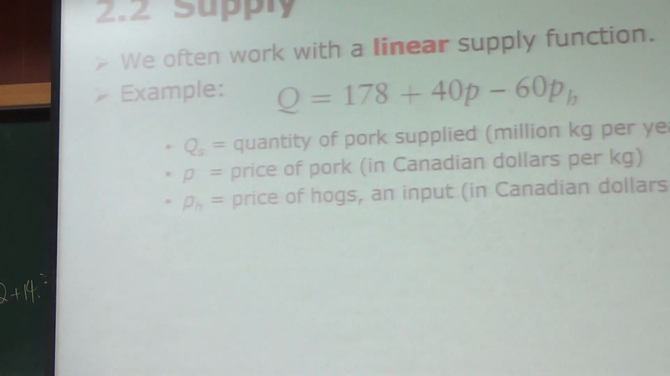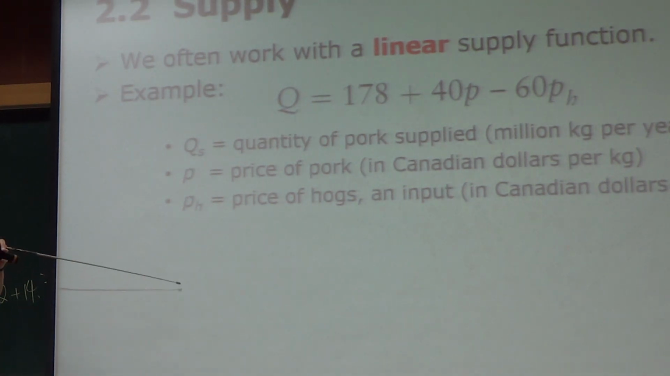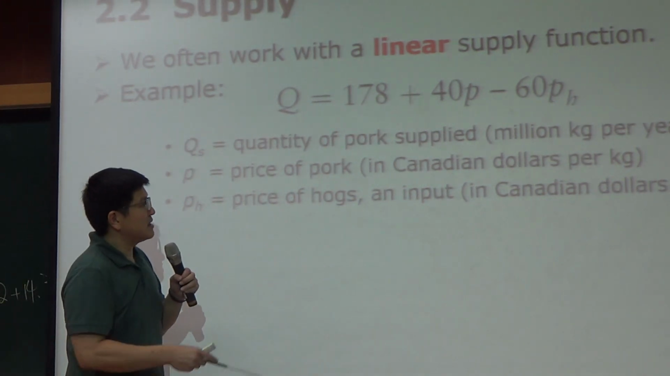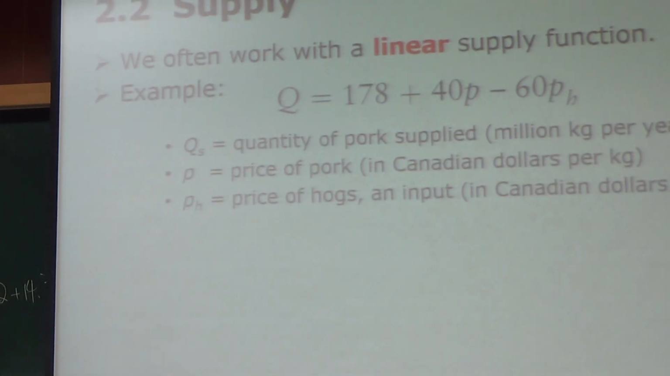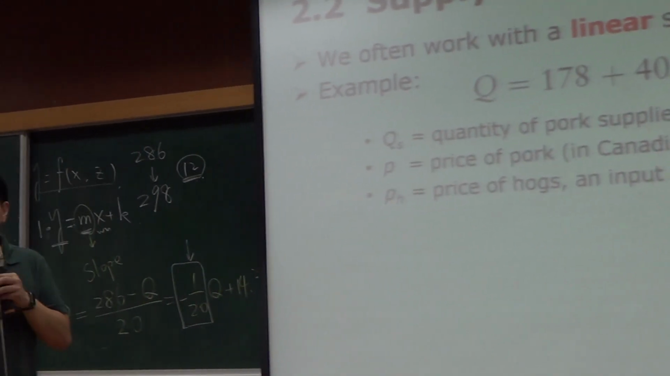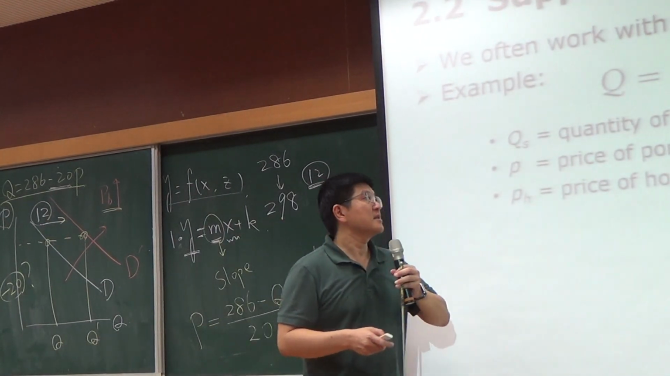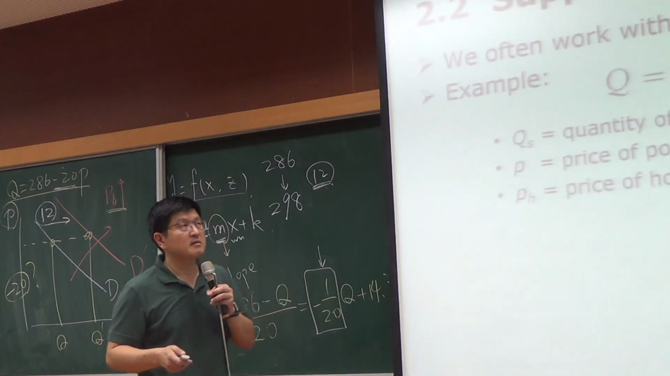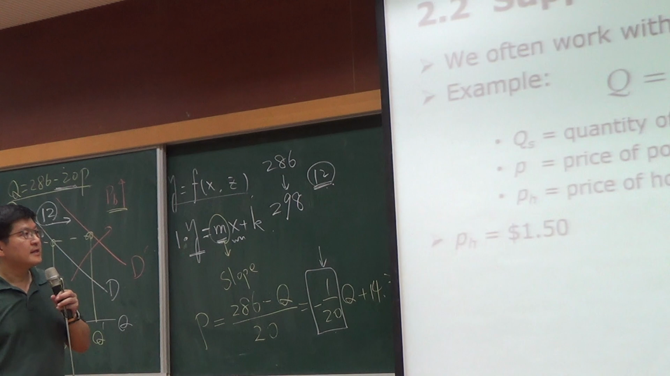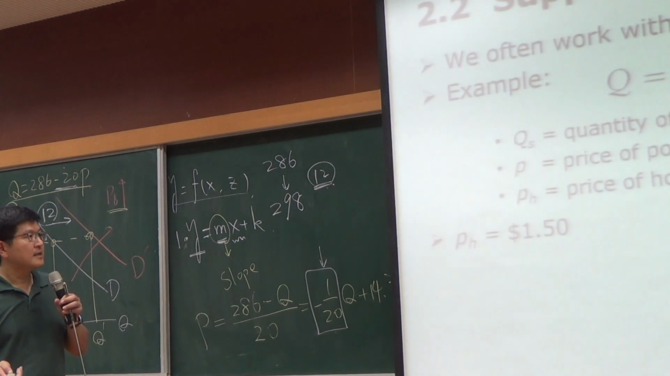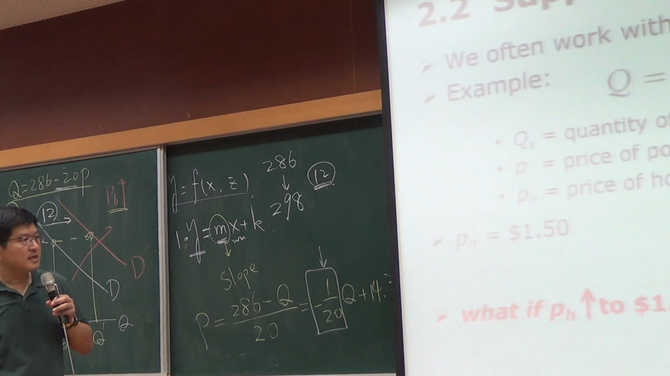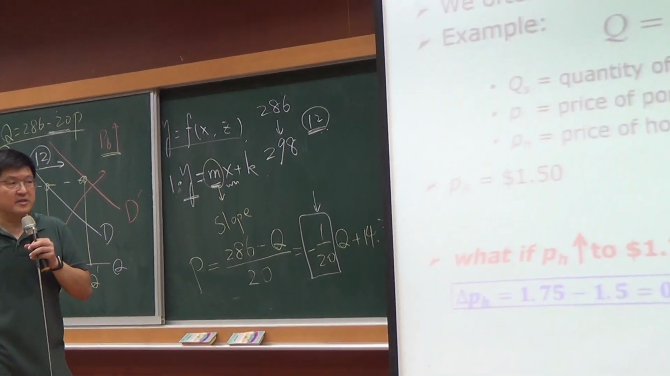Applied. And P is the price of pork, if we are talking about pork, and H is the price of hogs, which is actually some input. So if you want to produce more pork, the input price of the production affects the quantity supplied. Okay, so it's actually similar to the previous slide.